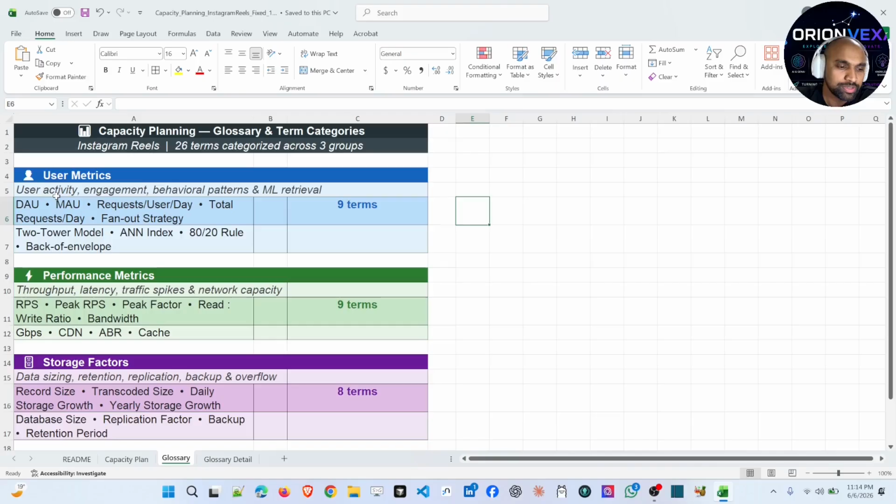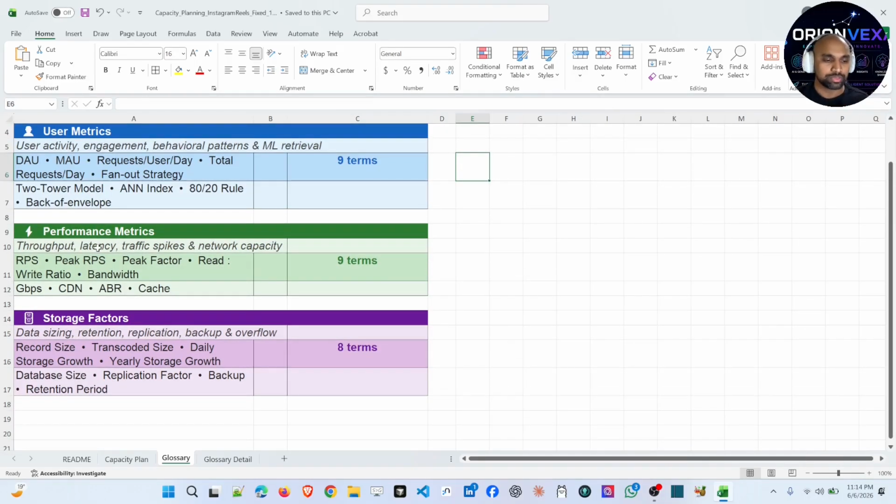In the user metrics, we are identifying the user activity, engagement, behavioral pattern, and machine learning retrieval. That is divided into 9 other categories: daily average users, monthly average users, requests per user per day, total requests per day, and fan out strategy. Then we come to the two-tower model, that is ANN index, 80-20 rule, and back of envelope.